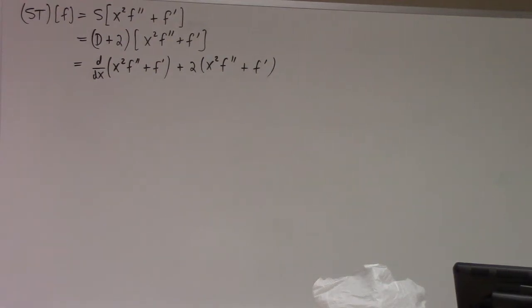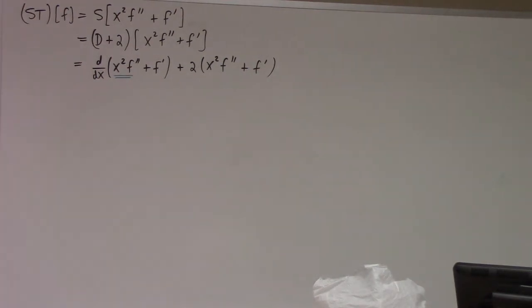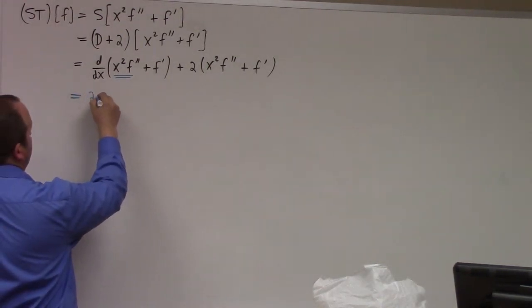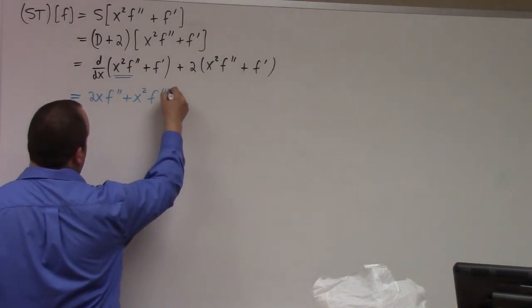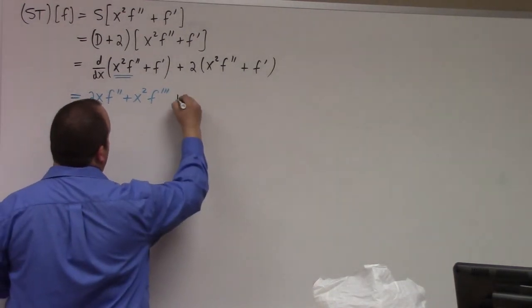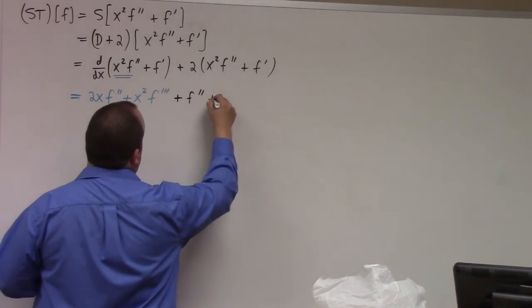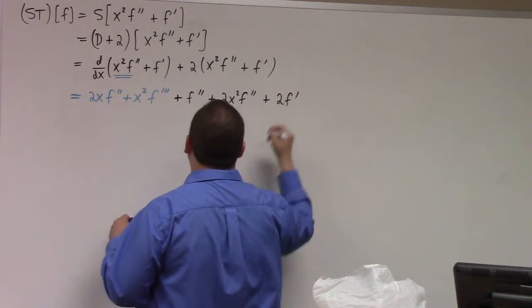That part's done. But over here, we've got to be careful, right? We got a product. See, f is a function of x. x squared, of course, is a function of x. So we got to do product rule. We get 2x f prime prime plus x squared f prime prime prime plus f prime prime plus 2x squared f prime prime plus 2f prime.